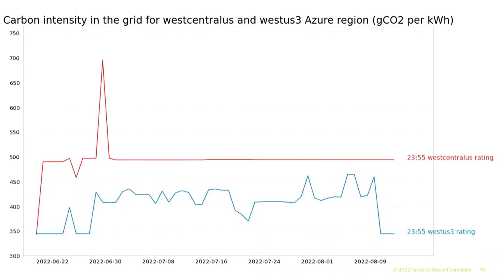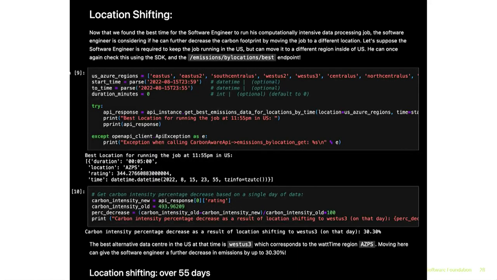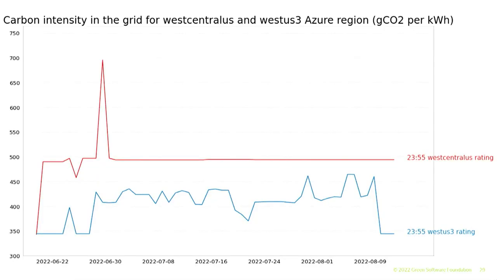For location shifting, here's a graph of how this might look if you were to move to a different spot in the US. As you can see on the y-axis, we can see the carbon intensity, and on the x-axis, these are different times, different days. And we're taking one measurement at 11:55 in two different locations. And the decrease here is, I didn't actually copy the percentage, sorry, but this will be roughly around 30% by doing this shift.